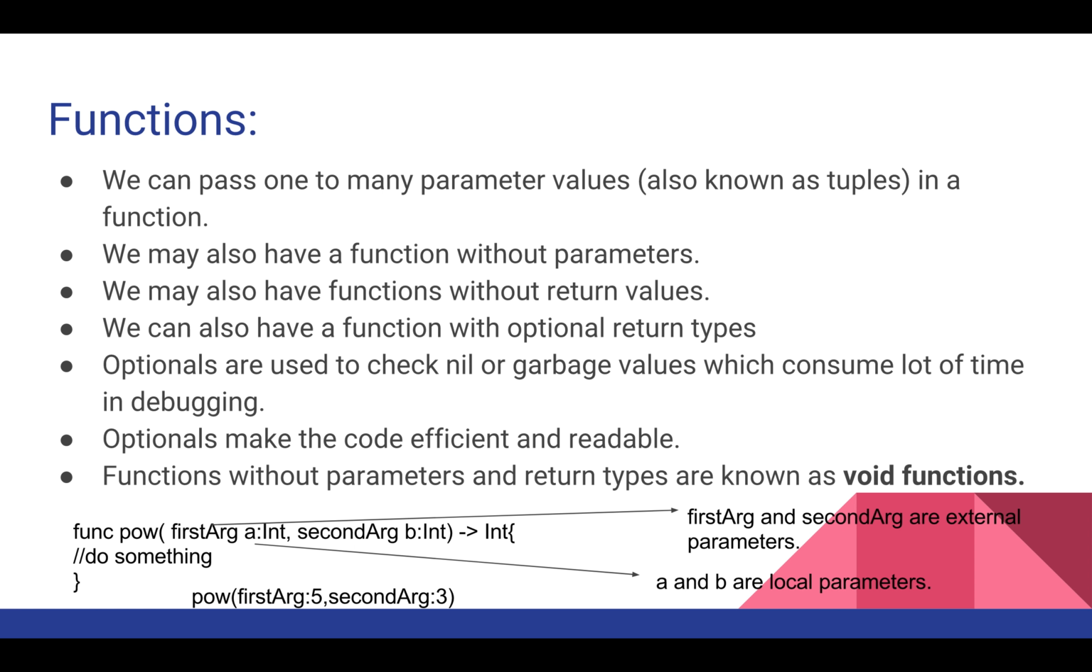Some functions may have arguments declared inside the function without any return values. In Swift, we can have functions with optional return types as well. Optionals are used to check nil or garbage values, thereby saving a lot of debugging time and making the code efficient and readable for the user. Functions without parameters and return types are known as void functions.